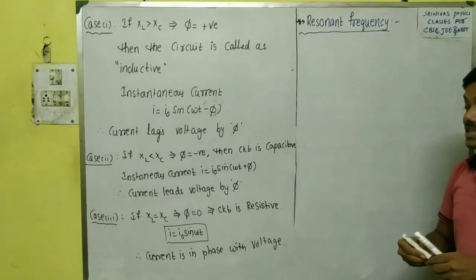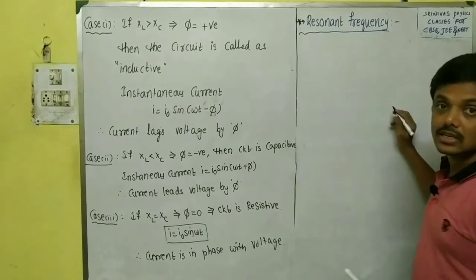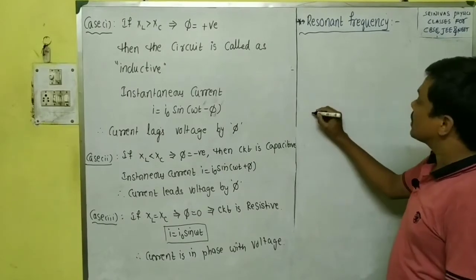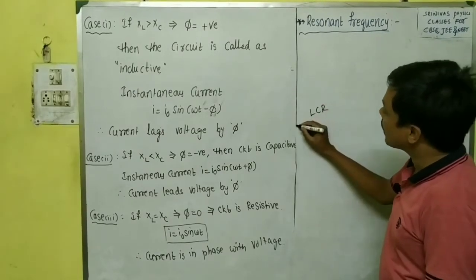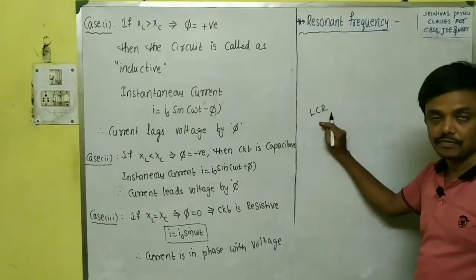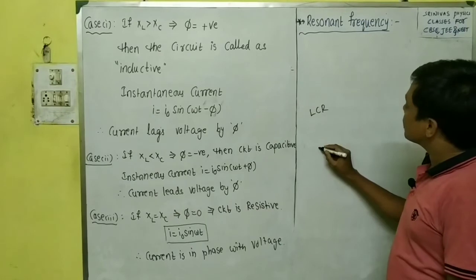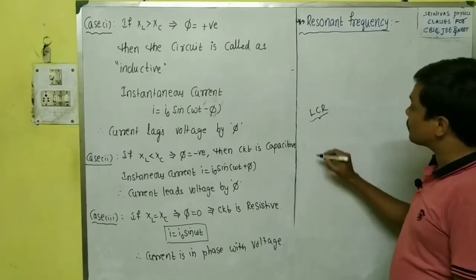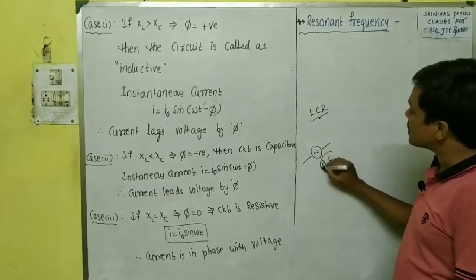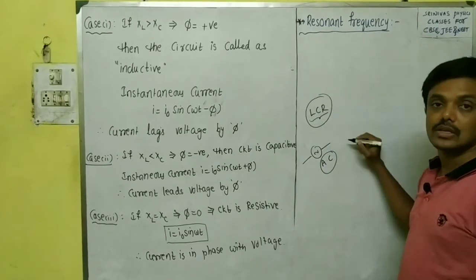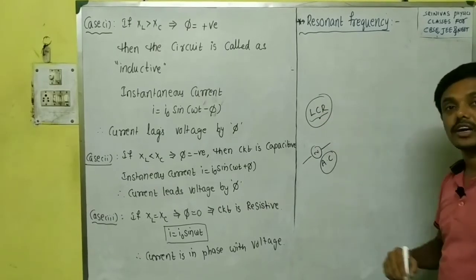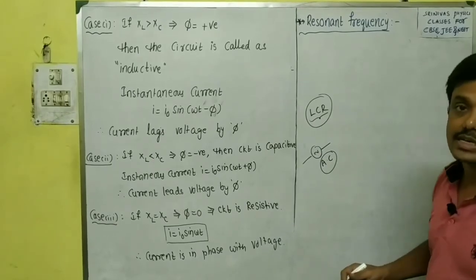What is resonance? The LCR circuit has its own frequency. When current passes through it, it will oscillate at a certain frequency, and the AC source also has a certain frequency. If the frequency of the AC source matches the frequency of the LCR series circuit, then the maximum current passes through it. Then we say that it is a resonance.